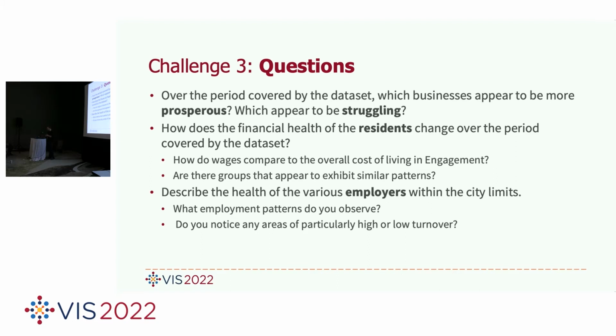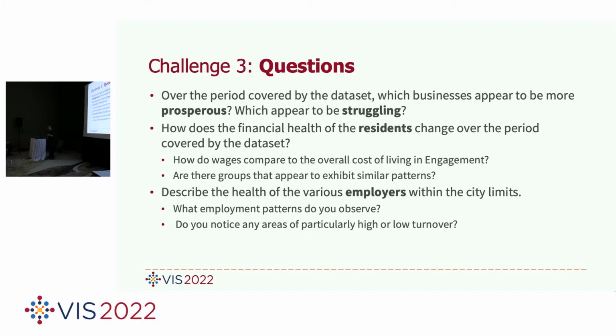And the final big question in Challenge 3 is to describe the health of the various employers within the city limits. And this, at a glance, sounds related to this idea of being prosperous or struggling, but we really want to get at the idea of, how are employment patterns changing and happening? Is there more turnover over time at certain businesses? Is there more stability? And do we notice any correlations with different areas of the city where there's more turnover or less? So we're getting at that question.